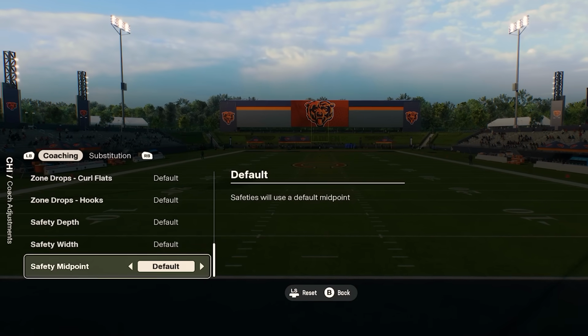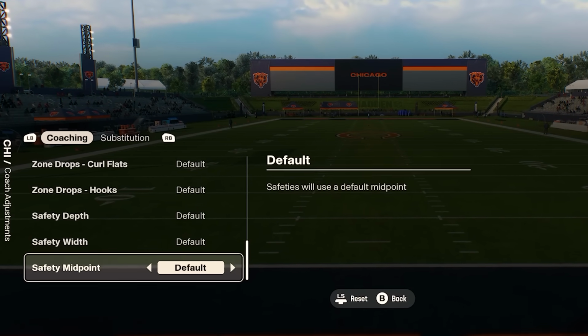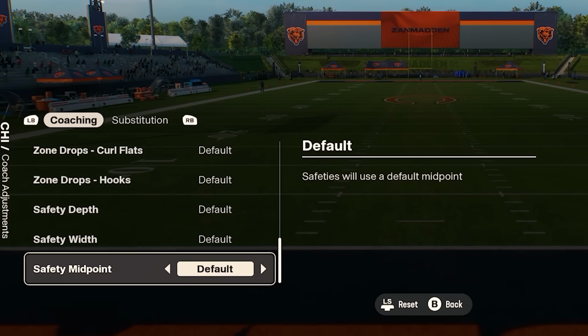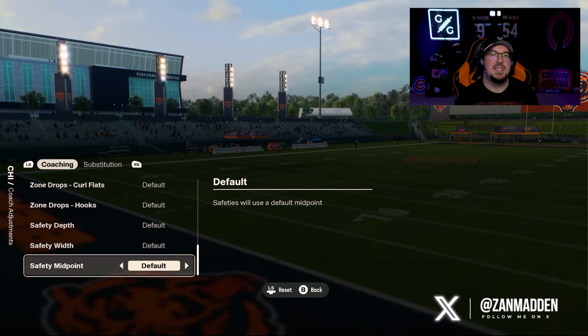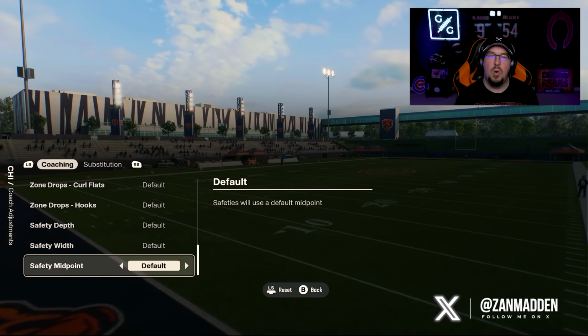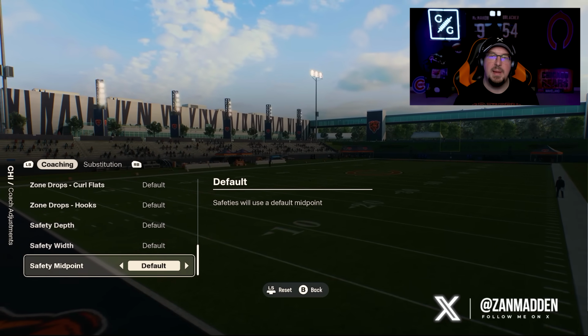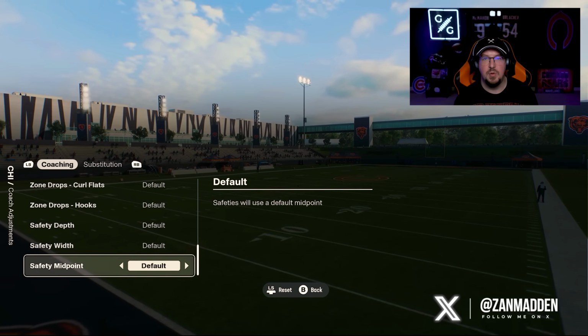Did you know that there's a coaching adjustment on the defensive side of the ball that many players online are ignoring? And believe it or not, there is a use for this so long as you understand what each of these does. We're not talking about the depth and width for the safeties. We're talking about the midpoint. You guys can use these adjustments to play field relative or offensive formation relative so you get better coverage results out of your play calls.